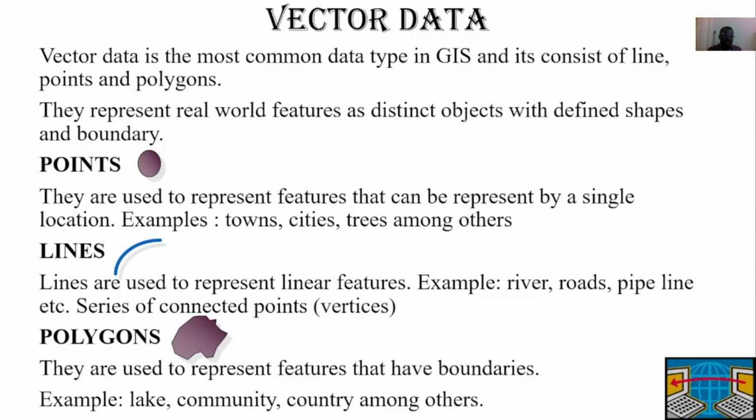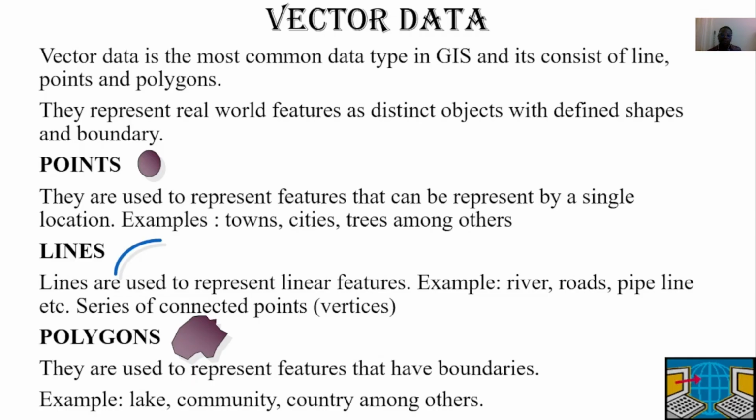Then we have the line. The line can be used to represent linear features. An example is a road or a river body. There is no way you can use a point to represent a road, but mind you, you can use a polygon to represent a road. You can also use a polygon to represent a river, depending on the context.